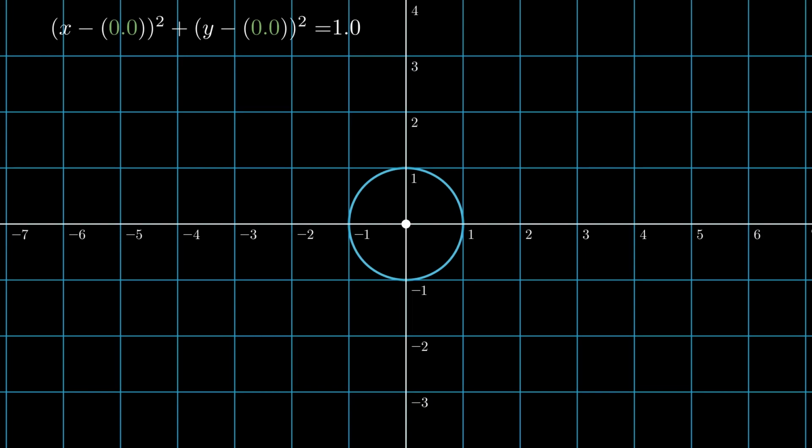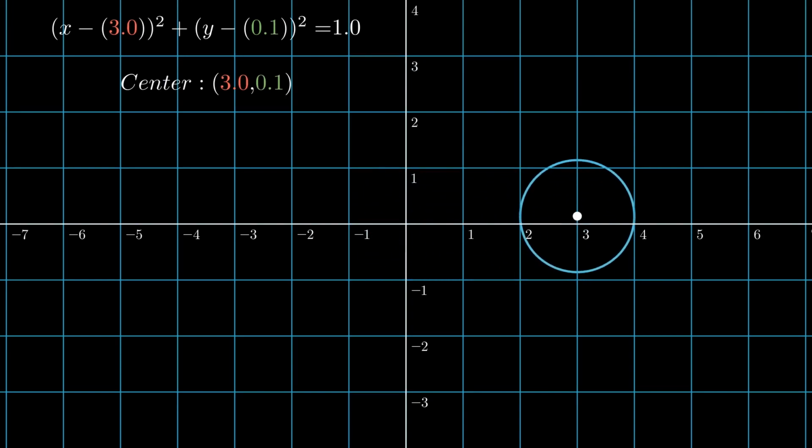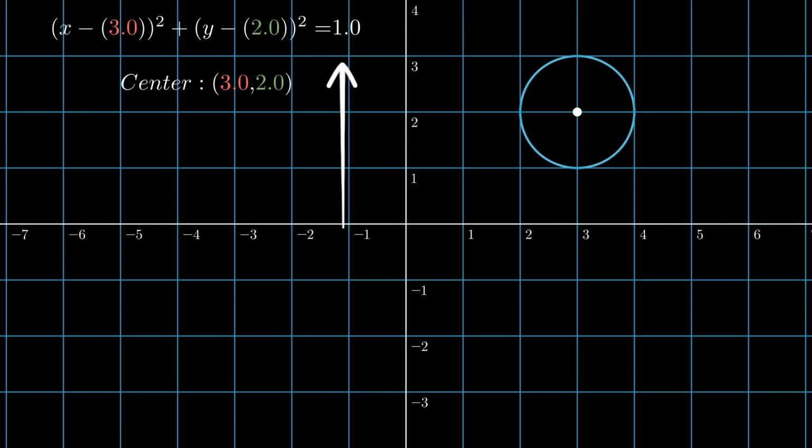Okay, so we know that the center matters when trying to figure out the equation of a circle. Whatever x value the center is, we square the difference x has with that x value. And whatever y value the center has, we square the difference y has with that y value and add it to our x. But why is there a 1 on the other side of the equation? To answer this question, let's see what happens when we make our circle bigger.